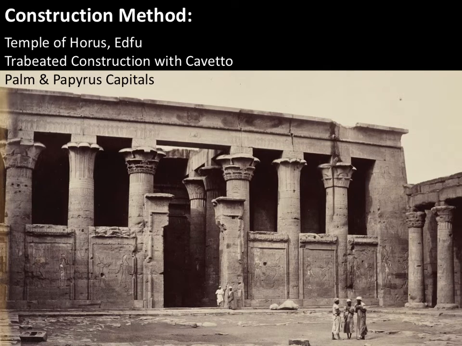Here we are looking at the Temple of Horus in Edfu. We have trabeated construction. We have this series of columns with these beams on top, or the post and lintel, or column and lintel construction. And then we have this wonderful large molding on top of the wall. And that molding is that curved shape. That's the cavetto shape. And look at the tops of the columns. They're different, aren't they? Some of them are a papyrus shape. Some of them are a palm shape. So carving to mimic the vegetation of the area.